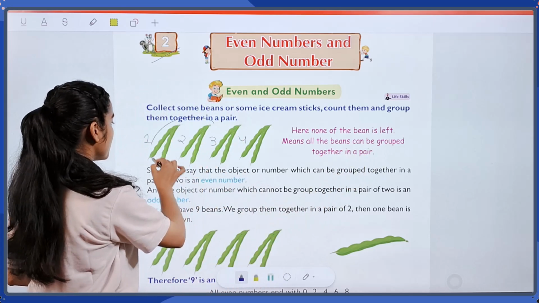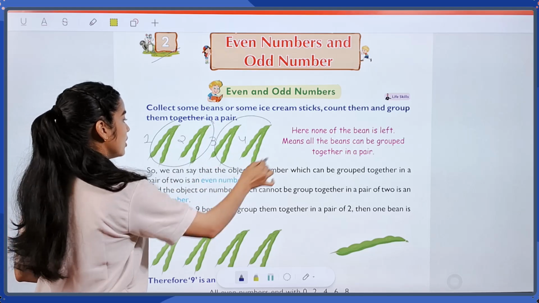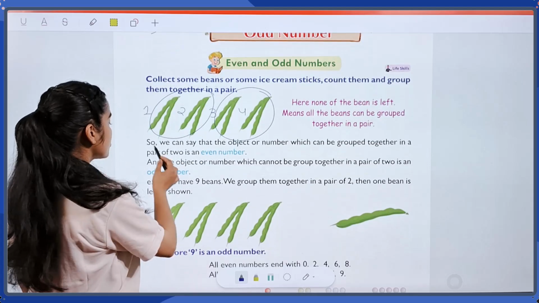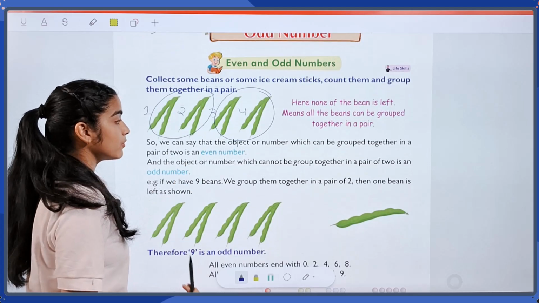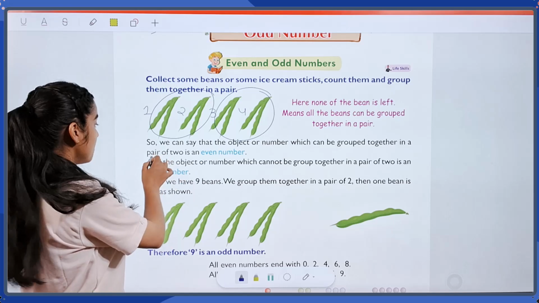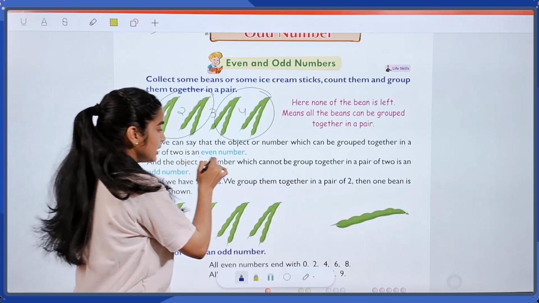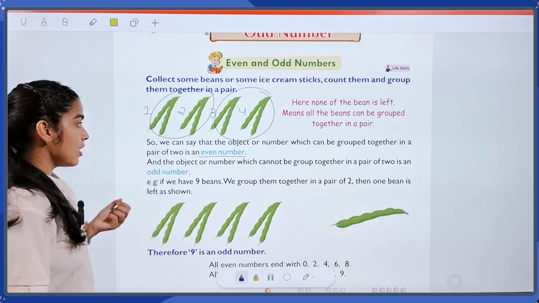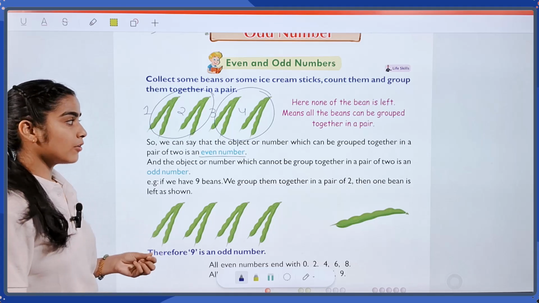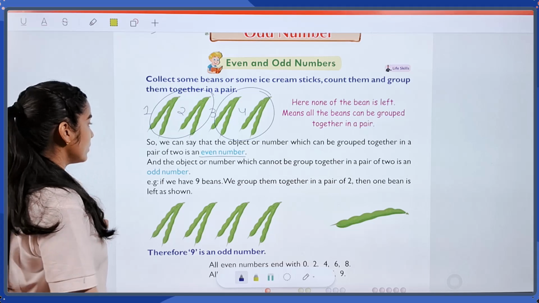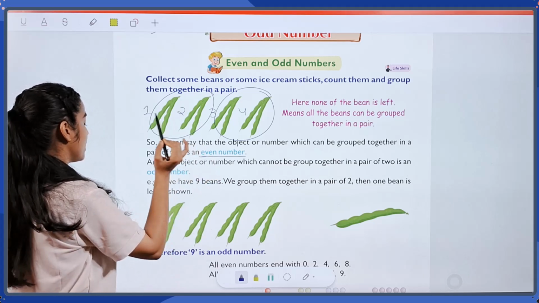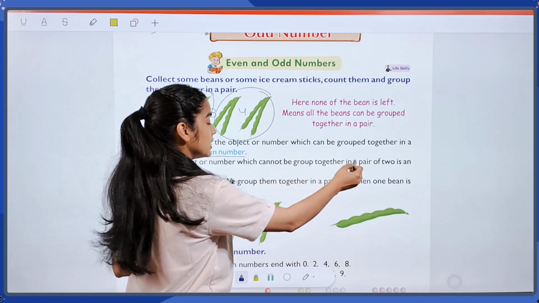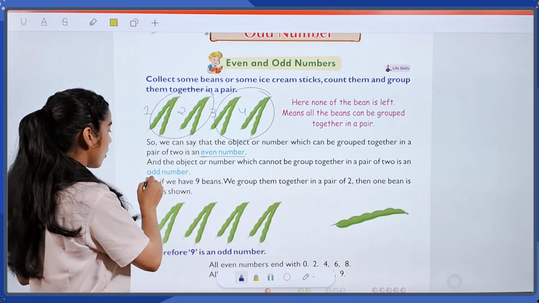If we make them into pairs, we have 2 pairs of beans and none is left out. So we can say that the object or number which can be grouped together in pairs of 2 is an even number. Whenever we have some objects and we can group them with none left out, it is called an even number. And the object or number which cannot be grouped together in pairs of 2 is an odd number.